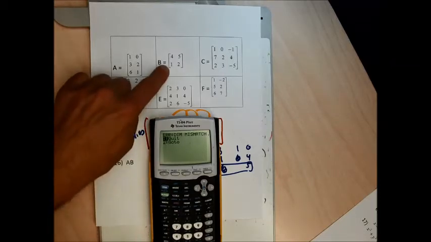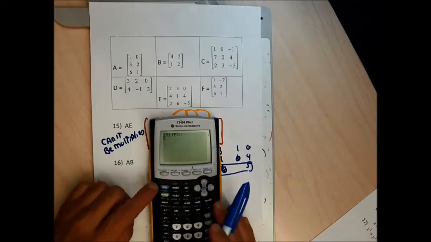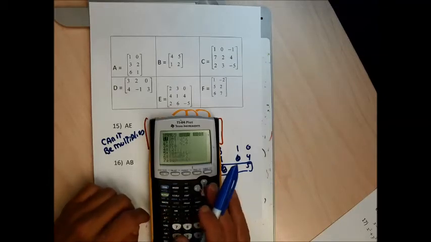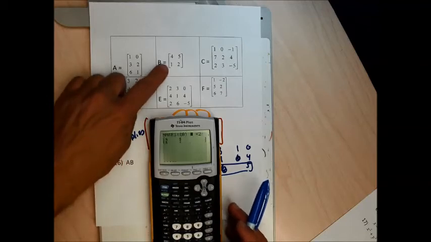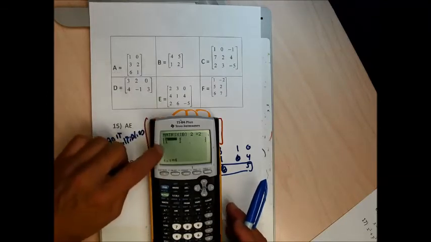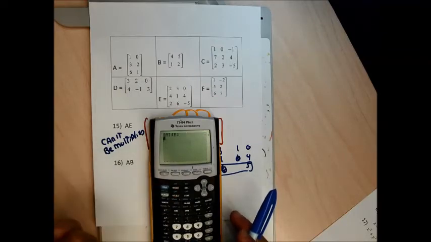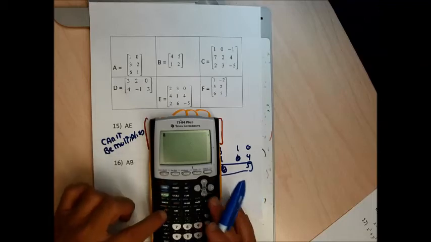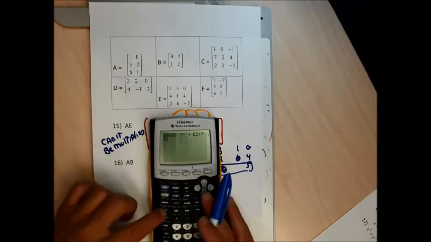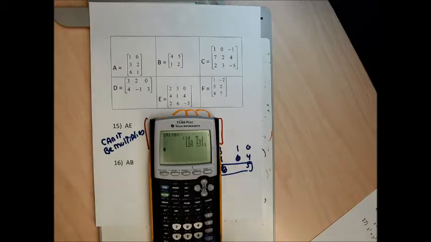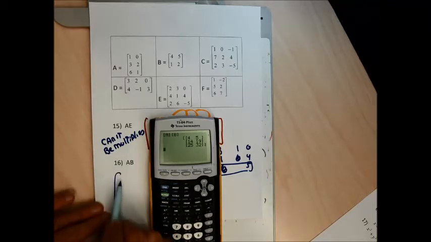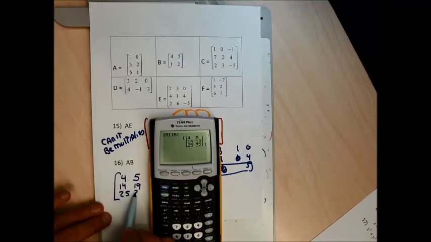I haven't entered B yet on my calculator, so let me just do that real quickly. Let me enter B on my calculator by going over to edit and down to B, and it's a 2 by 2 matrix. 4, I've already had in there, 4, enter, 5, enter, 1, enter, 2, enter. So I have A in there and I have B in there. So on my calculator, if I did second matrix A and second matrix B, there's AB, and it's going to equal 4, 5, 14, 19, 25, and 32. Matrix multiplication you could use your calculator for.